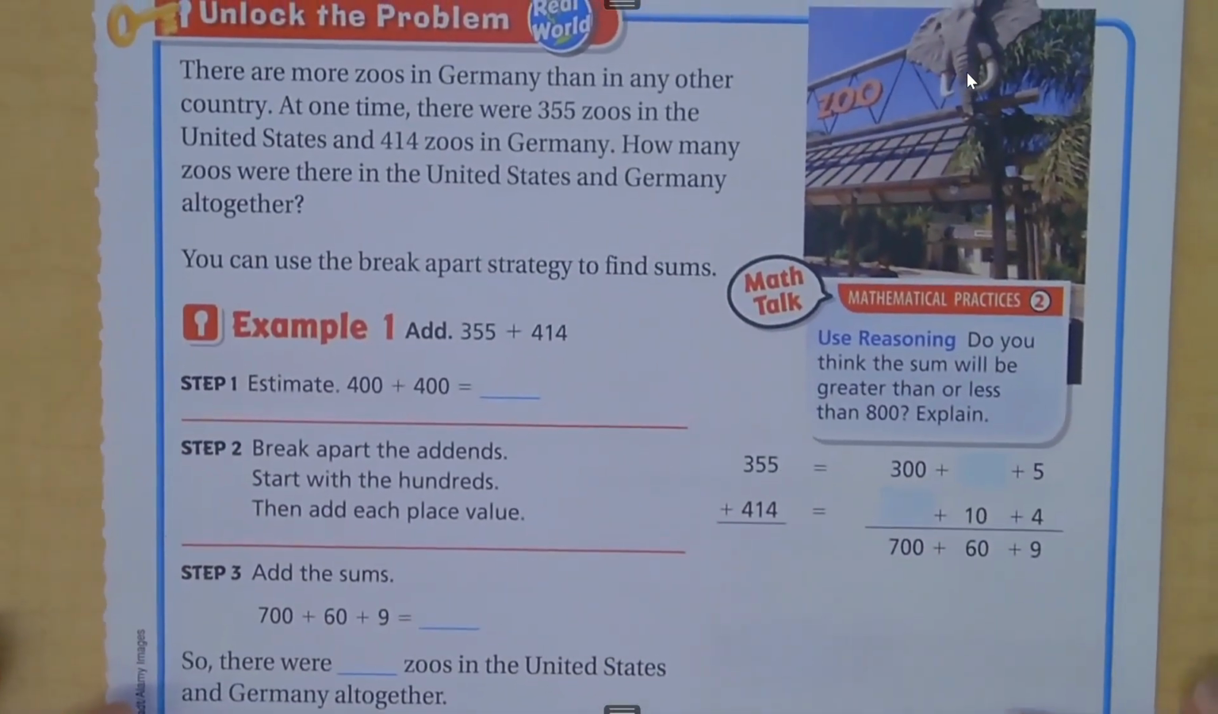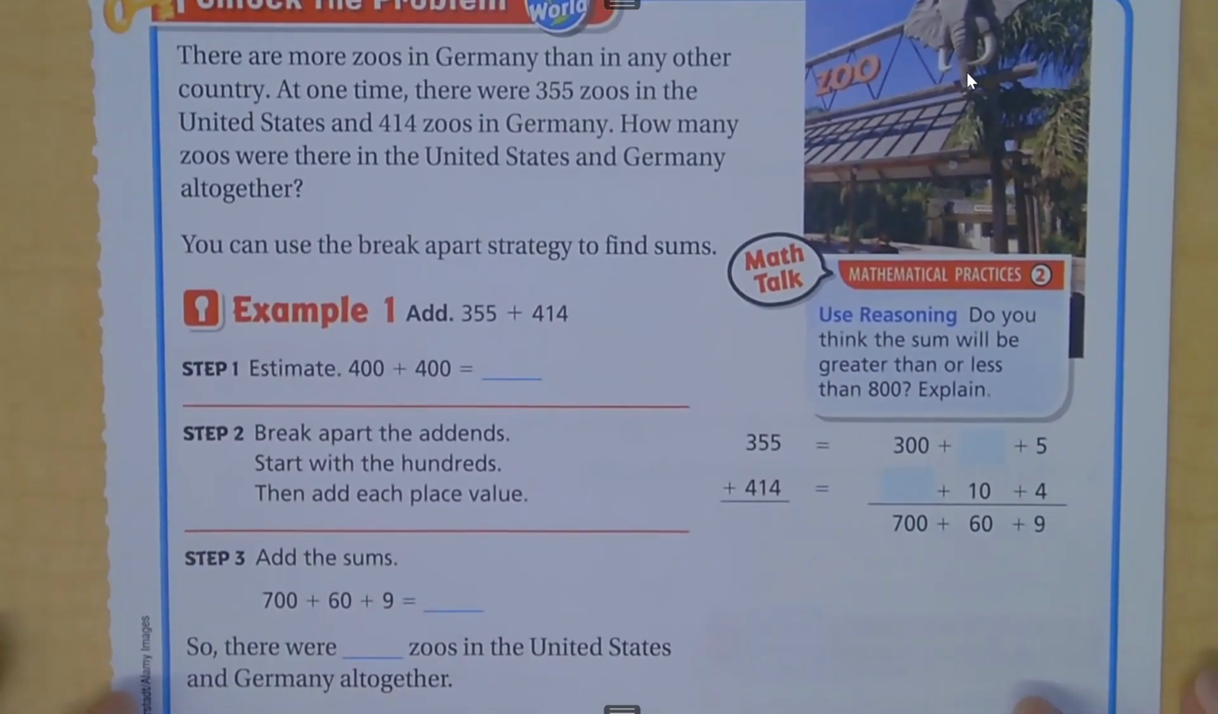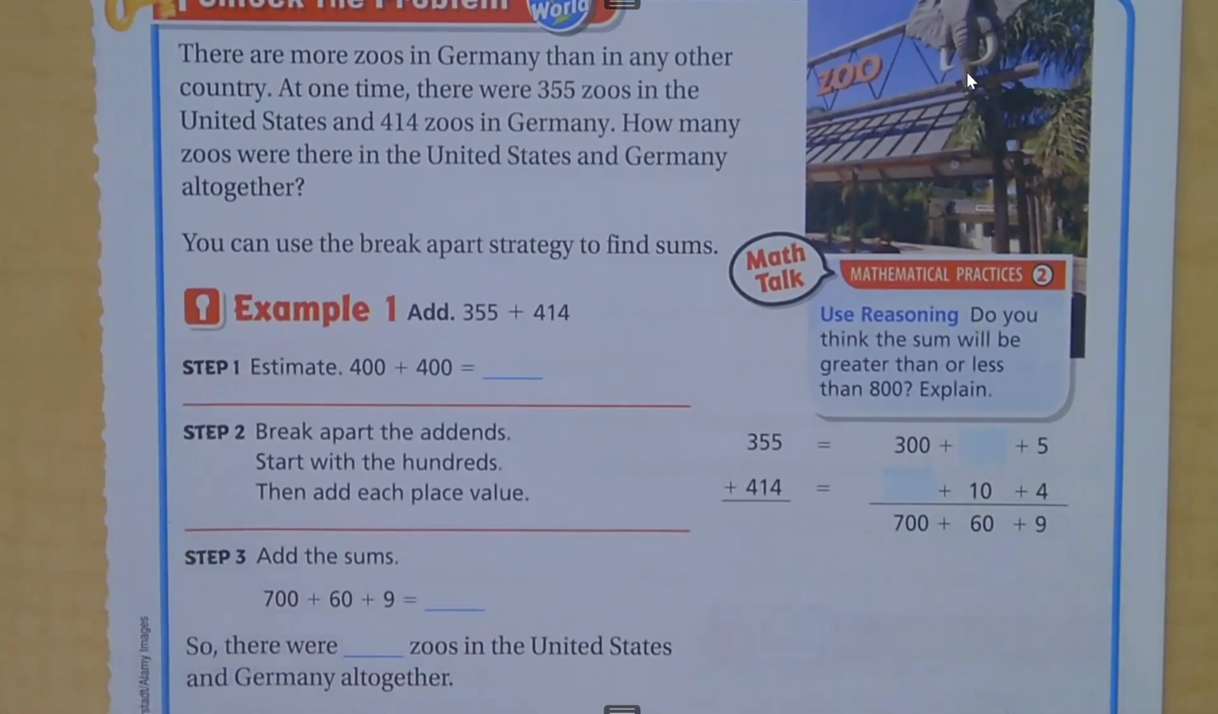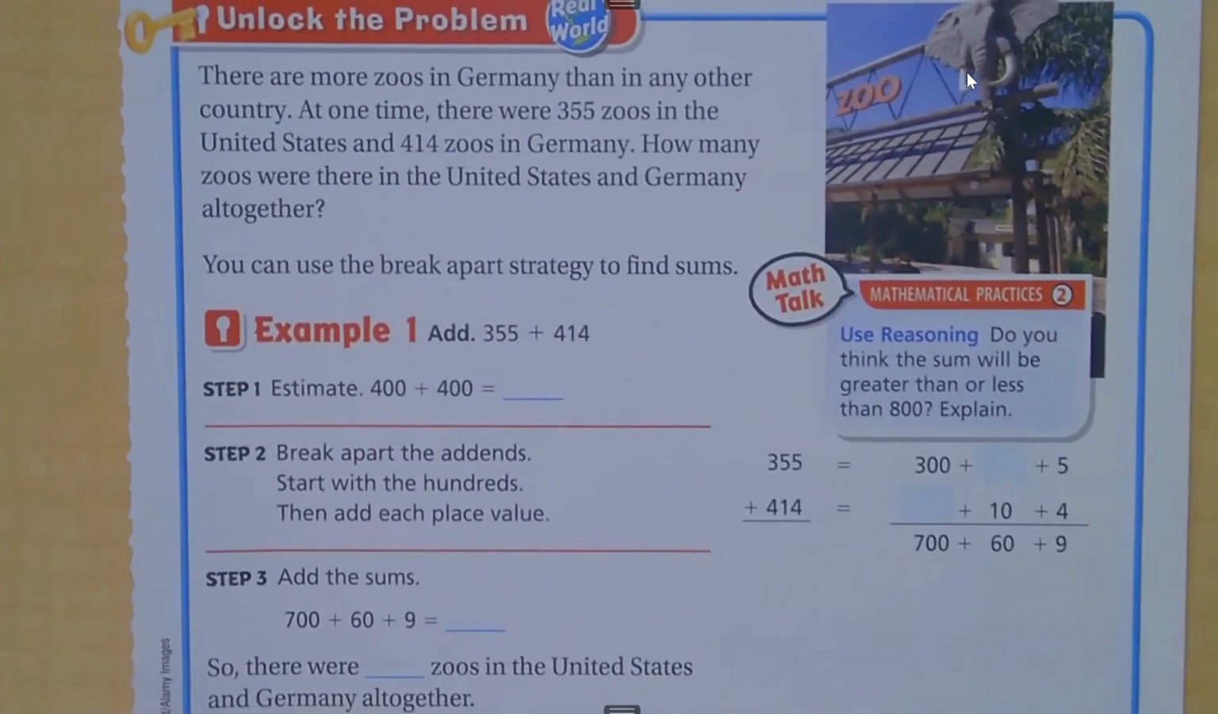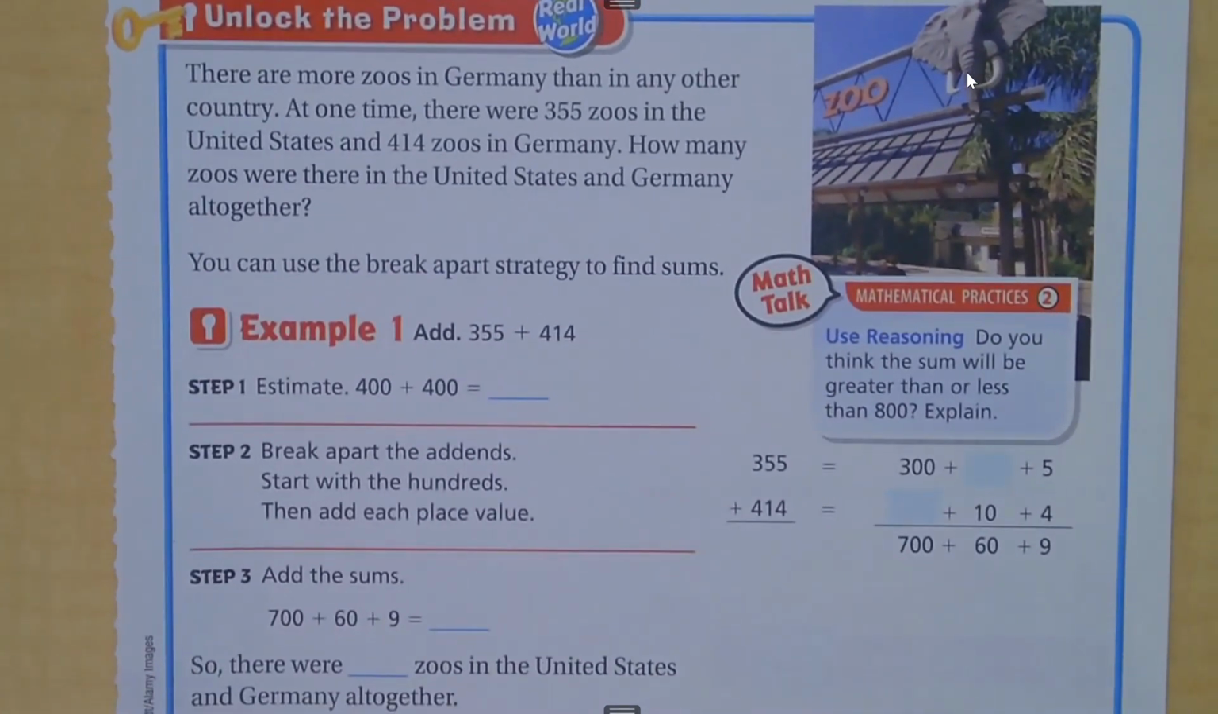All right, so we are going to use the break apart strategy. Now, I'm going to give you a hint. The break apart strategy is using expanded form and then adding the numbers from using the expanded form. So if you know how to use expanded form, you know how to use the break apart strategy.